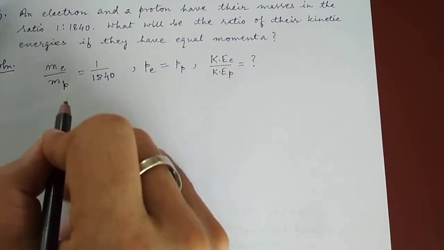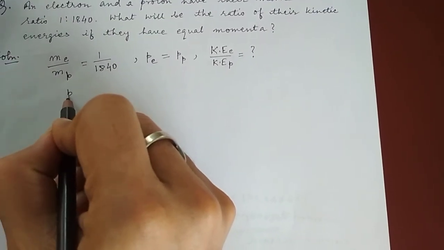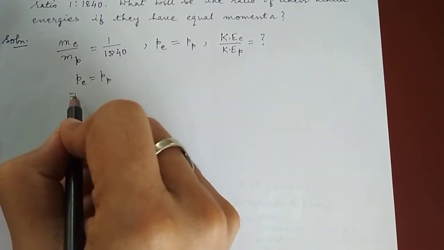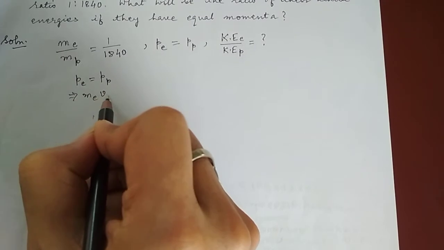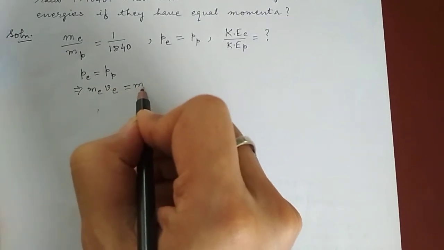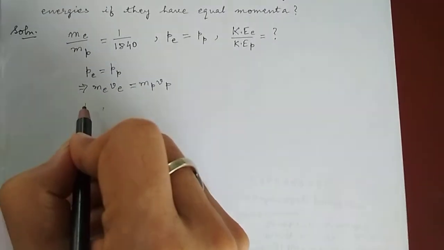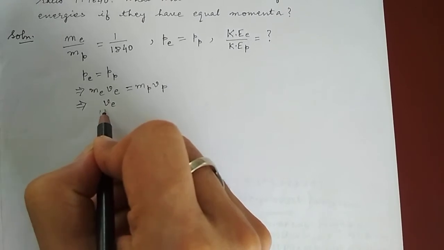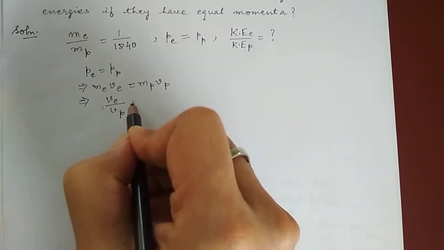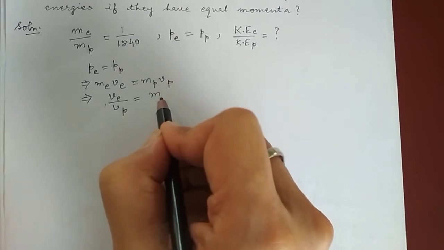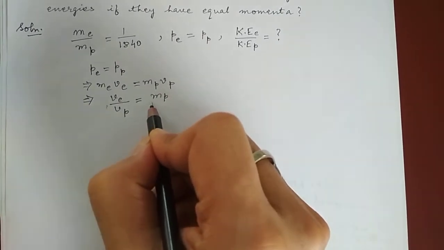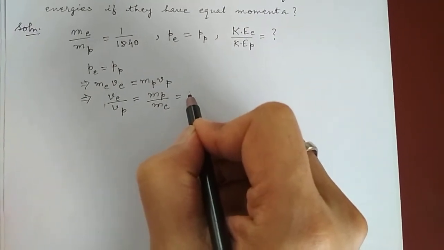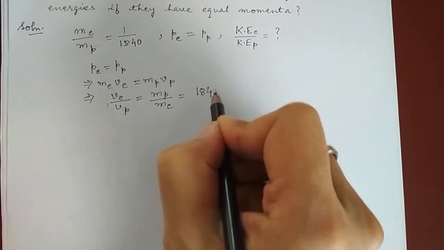So what we will do, since PE is equal to PP, we can write MEVE is equal to MPVP, right? So from this we can find out the ratio of VE to VP. It will be equal to 1840.